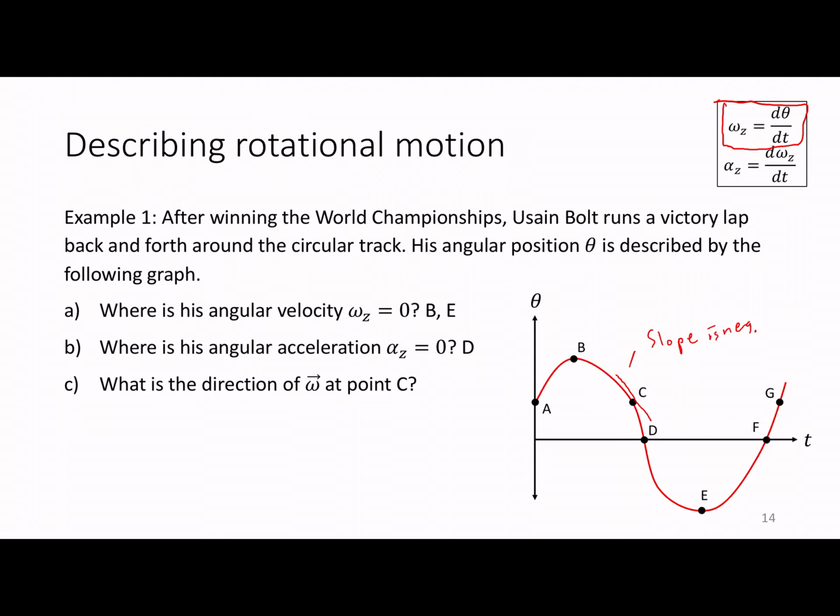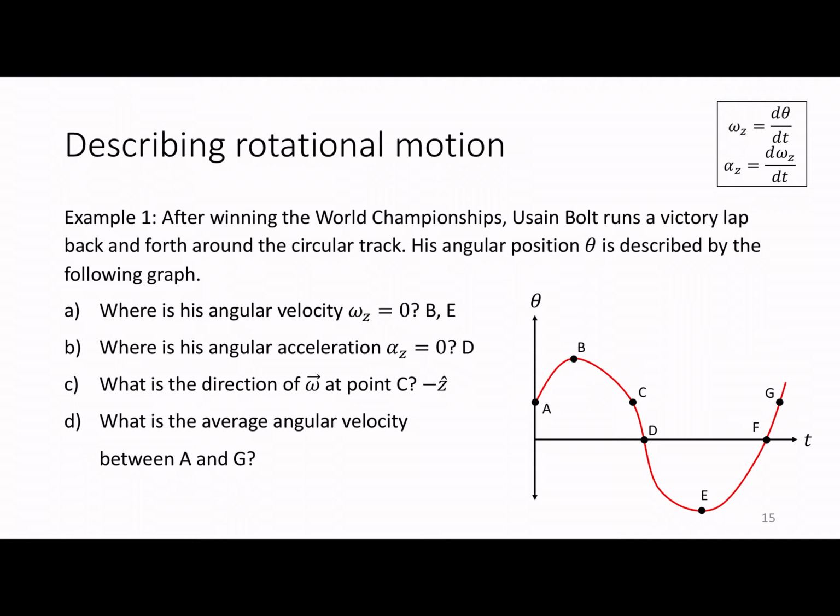And therefore, omega z is negative, so omega is in the negative z direction. Finally, what's the average angular velocity between A and G? In order to give you some numbers, let's say t equals 0 here, 1 second here, and let's say that I'm going from approximately 2 pi radians up here and negative 2 pi radians down here. So get an approximate number for the average angular velocity between points A and G.